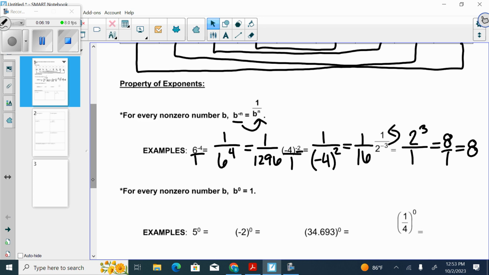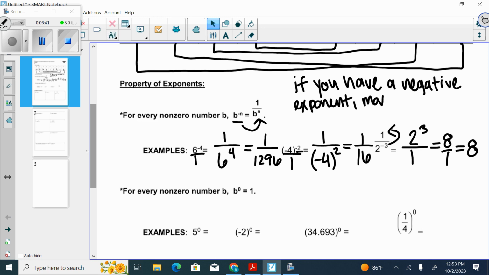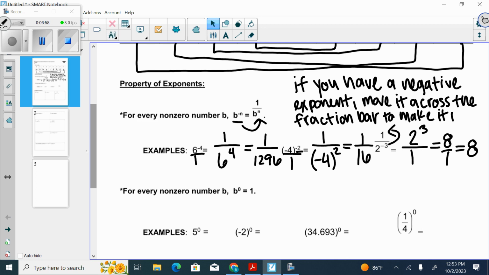So what we need to realize here is, if you have a negative exponent, and let's write this down: if you have a negative exponent, move it across the fraction bar to make it positive.